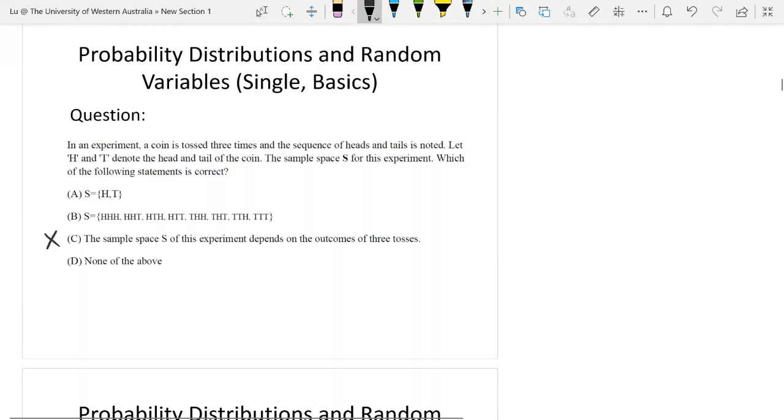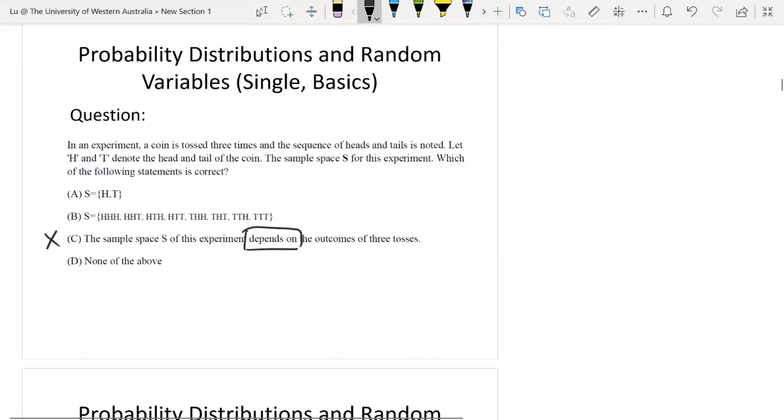Option C is saying the space S of this experiment depends on the outcomes of the 3 tosses. I think the problem is with the "depends on." We have mentioned the space of an experiment should be the collection of all the possible outcomes. It doesn't depend on any particular outcome of a trial experiment. So this "depends on" is incorrect. So C is ruled out first.